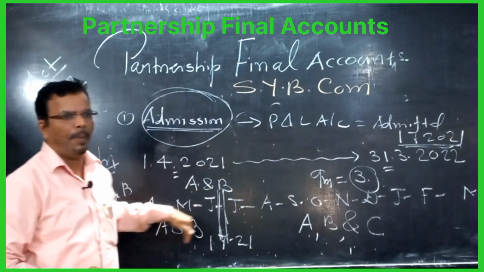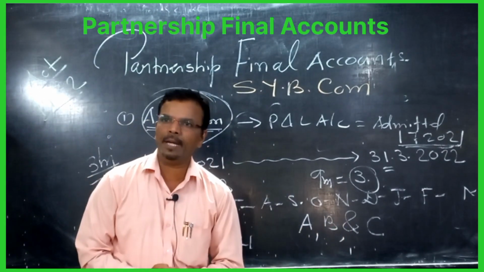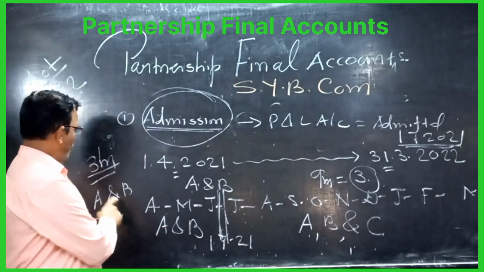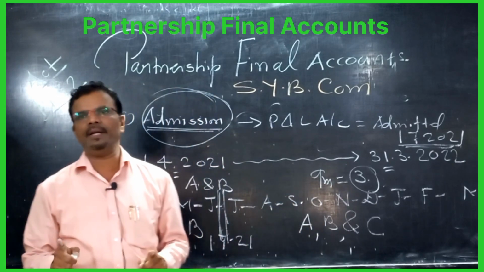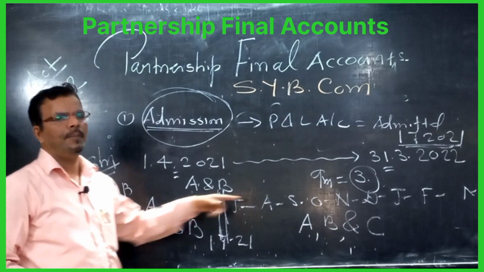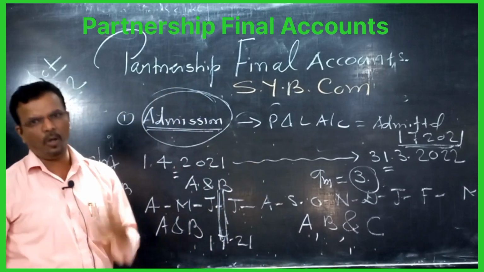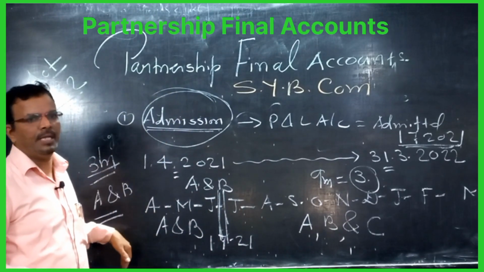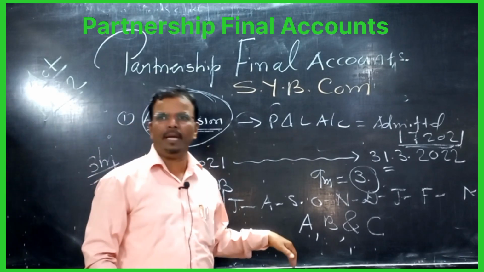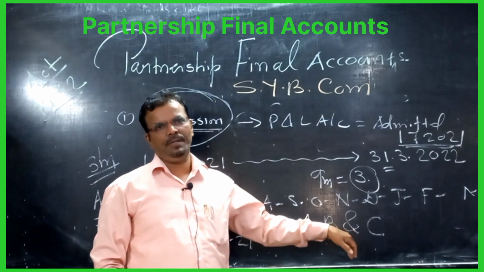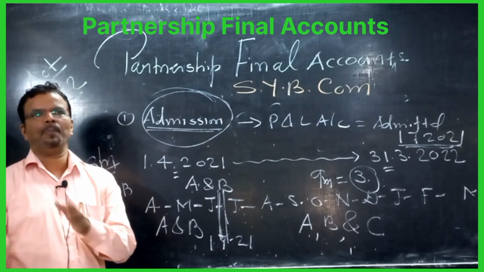Now in this case, our profit will be divided in 2 parts, pre and post. Why pre and post? Because before admission, how many partners? 2. And post, how many partners? 3. So we have to find out the profit before, pre and post. Whatever profit we earn in pre, that is going to be A and B. Whatever profit we earn in post, that will go to A, B and C. Therefore, we have to prepare the profit and loss for pre and post.